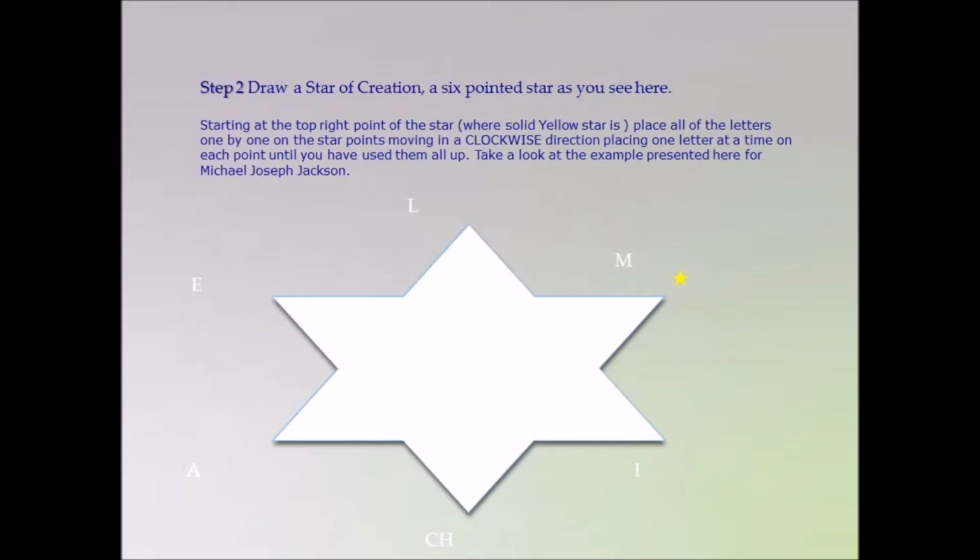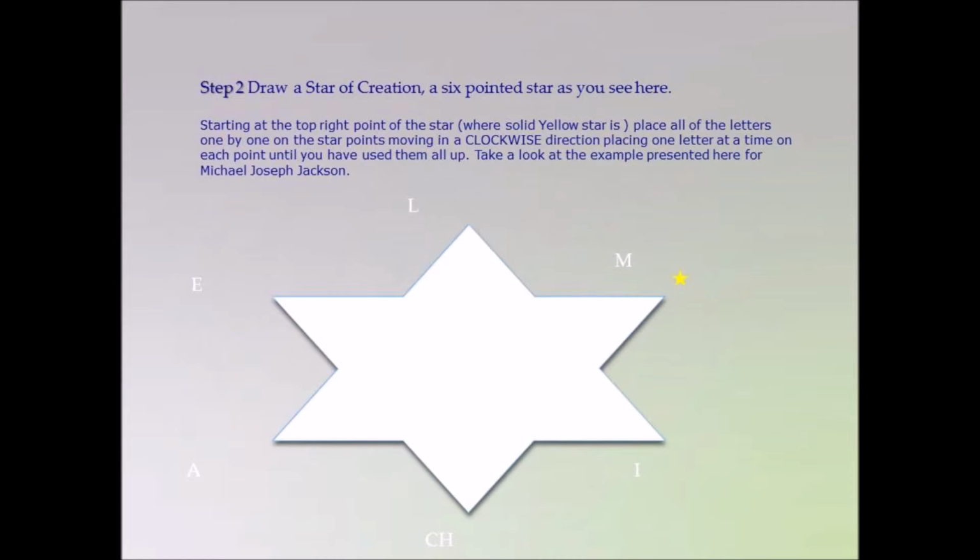When you've done the star, what I'd like you to do now is, on the top right point of the star, you'll see a yellow golden star. That's where we always start in this system to put down the letters. So what you've got to do now is, going in a clockwise motion, you write down all the letters of Michael Joseph Jackson's name. So the first point is M. Moving down to the bottom right point, it's I. And moving to the next lower point is C and H. Remember, C and H is seen as a single sound in the system. The next one is A, the next point is E, and the next point is L.